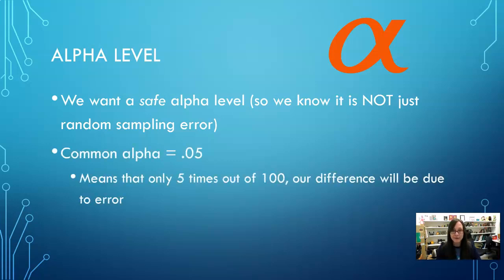The most common alpha level that's used across the board is 0.05. That means that only 5 times out of 100 will that difference be due to error. So 95% of the time, if you were to get that big of a difference or bigger, that means it's something real. It's not error. It's something besides error. That's the thing we're really trying to tap into, those differences we really want to know about.